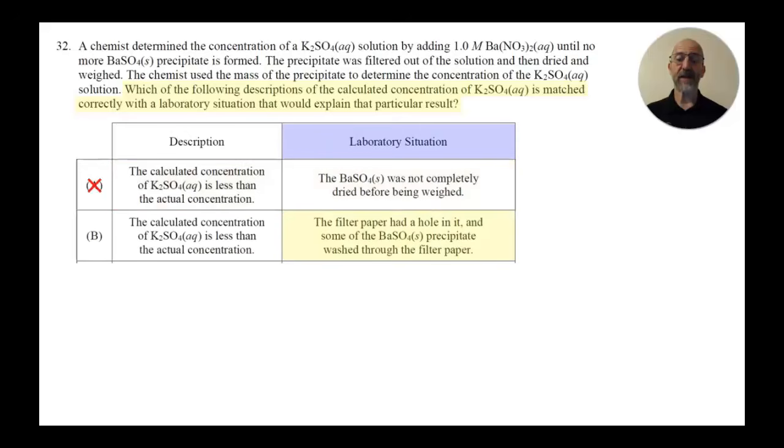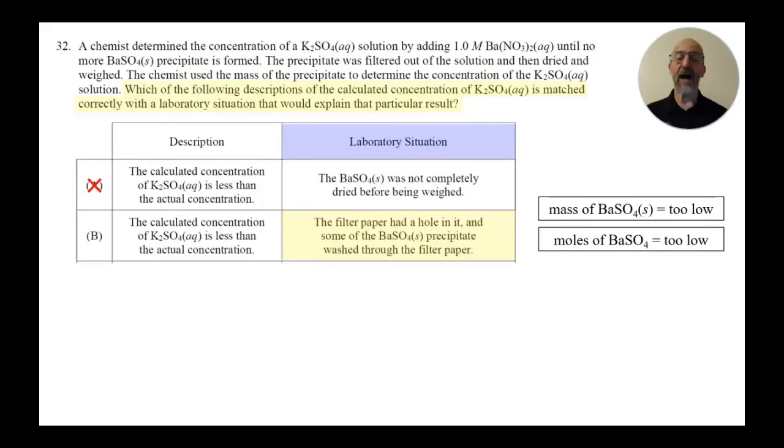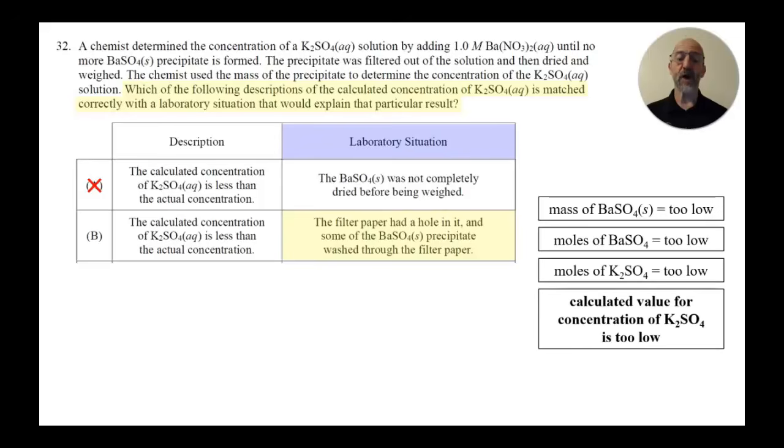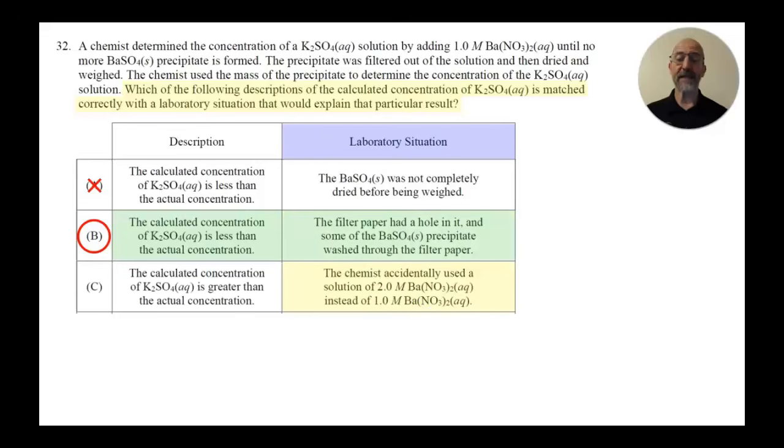Now on to choice B. This laboratory situation is that the filter paper had a hole in it and some of the solid barium sulfate precipitate washed through the filter paper. So now we actually have less barium sulfate than we should. And if your mass is too low, your calculated value of moles is too low. So your calculated value for the concentration of potassium sulfate would be too low, and that's what they say in choice B. So we know at this point that choice B is the correct answer, but let me convince you why choices C and D are incorrect.